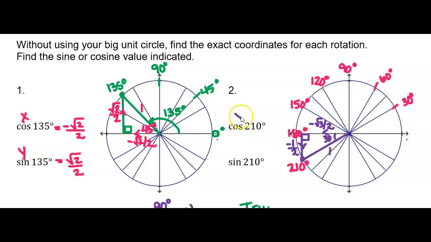So cosine, again, is your x. If we look at our x coordinate, it's negative √3/2. That is our adjacent leg. So cosine is always x. And sine is always going to be the y coordinate. So it will be negative 1/2.